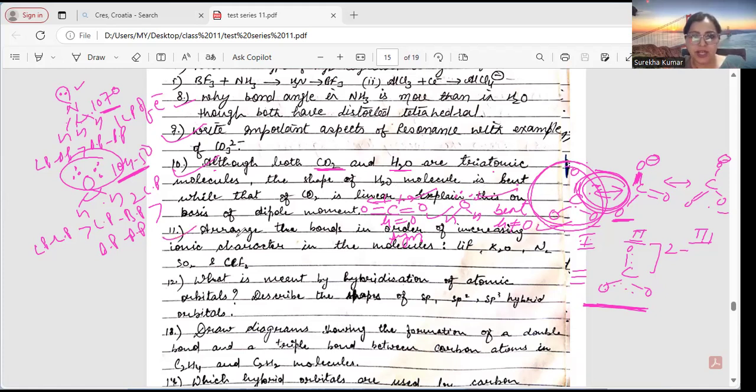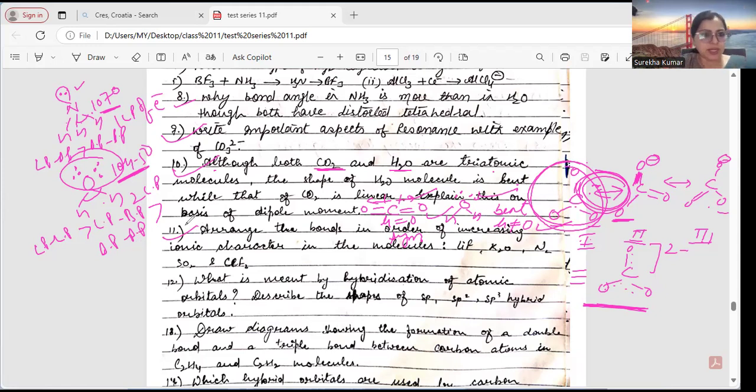Next question is, arrange the bonds in order of increasing ionic character in the molecule. The most ionic character will be of the least electronegative, most electropositive element. The electropositive character should be of the lower element. Lithium is not basically making ionic bonds. In metals, the upper atom will make only covalent bonding, the lower one will make ionic bonding because its IE is lower, right?